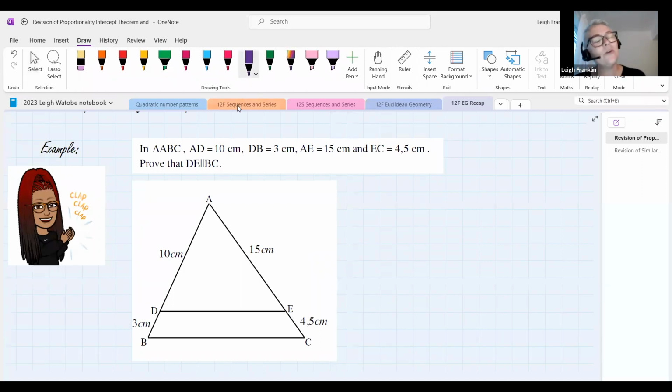And I've always struggled to understand why, because it's actually such a simple thing. It's just how you set it out. You cannot start out assuming that these lines are parallel. So you cannot write AD over DB equals AE over EC. You cannot write that, because we do not know that the line DE is parallel to the third side of the triangle. That's what we are trying to prove.